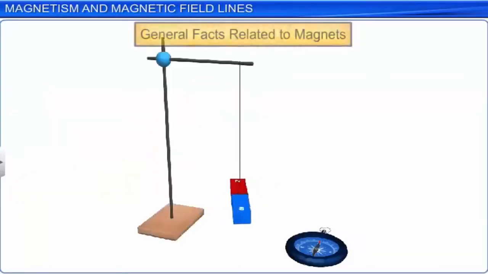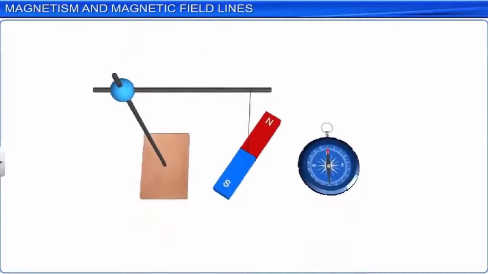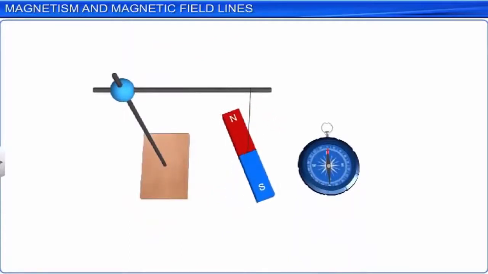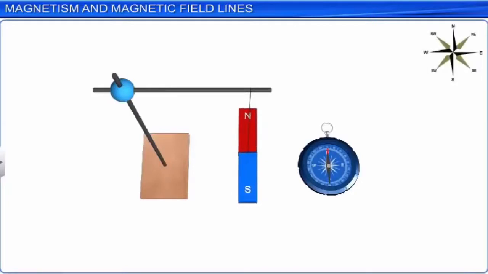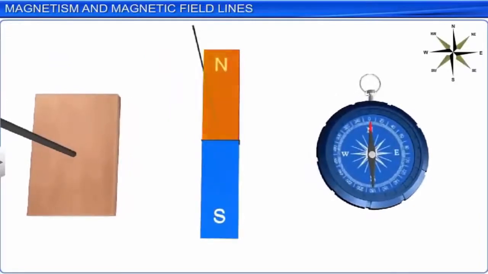Let us start with some general facts related to magnets. A freely suspended bar magnet oscillates for some time and then comes to rest along the magnetic meridian in the direction of geographic north and south. One end of the magnet points to the geographic north pole, called the north-seeking pole or north pole of the magnet. The other end points to the geographic south pole, called the south-seeking pole or south pole of the magnet.